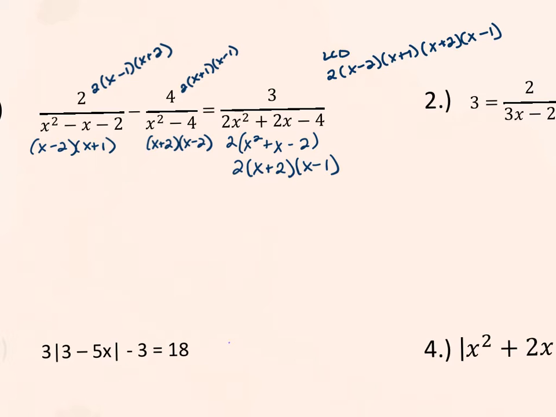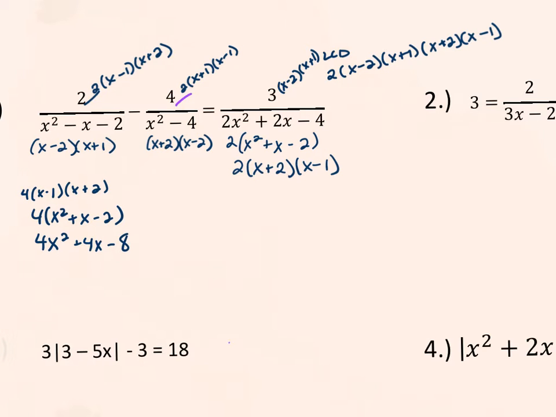Third, the 2 cancels, the x plus 2, the x minus 1, which means it's x minus 2 and x plus 1. So from the first one, I'm going to multiply this out, so it'd be 4 times x minus 1, x plus 2, that's 4x squared plus x minus 2, 4x squared plus 4x minus 8. Second one, I would multiply this out, it's 8, so this is a minus because of this minus. 8, and then x minus 1, x plus 1 is x squared minus 1. So I'd get minus 8x squared plus 8.